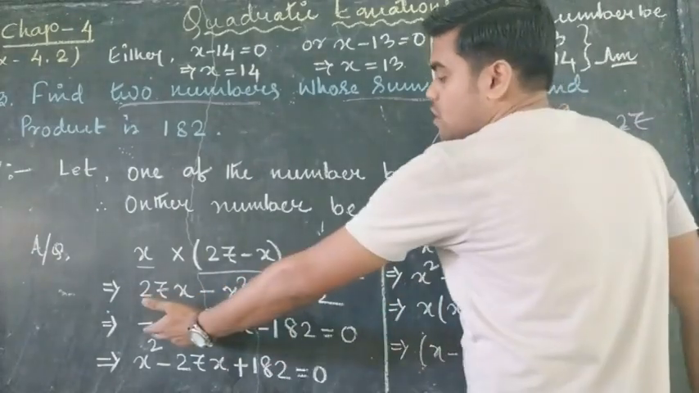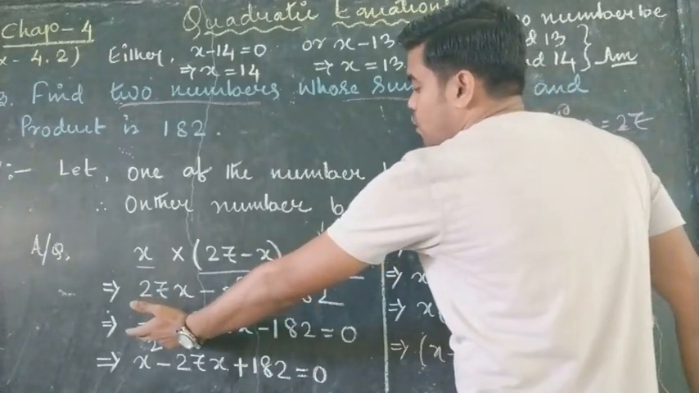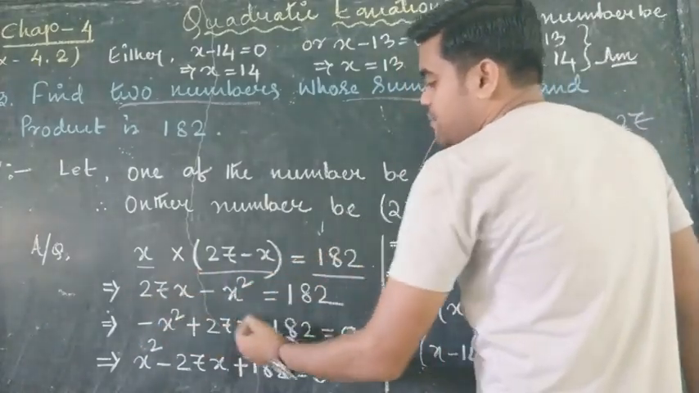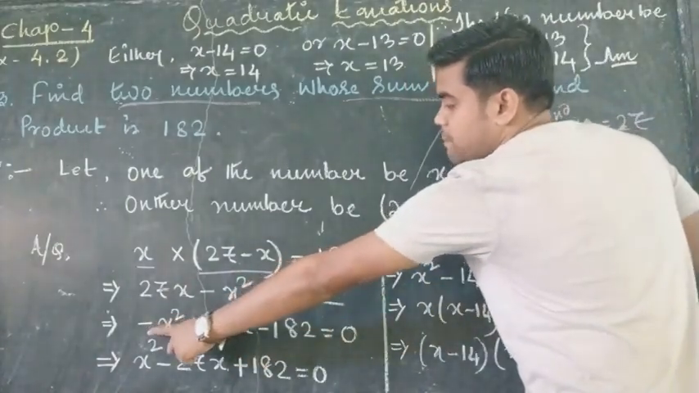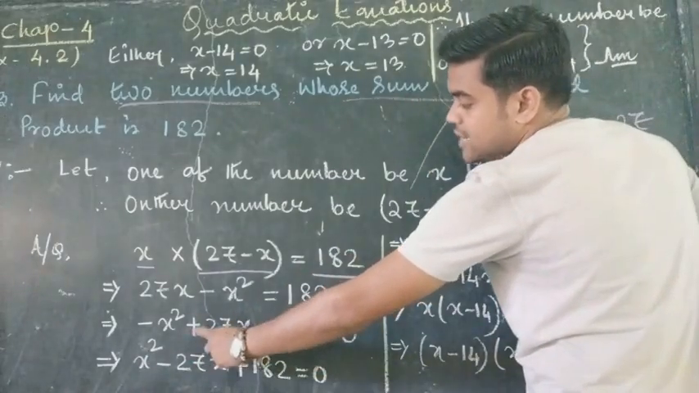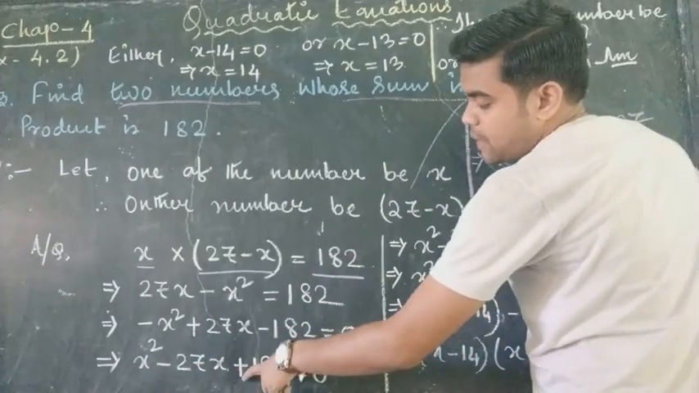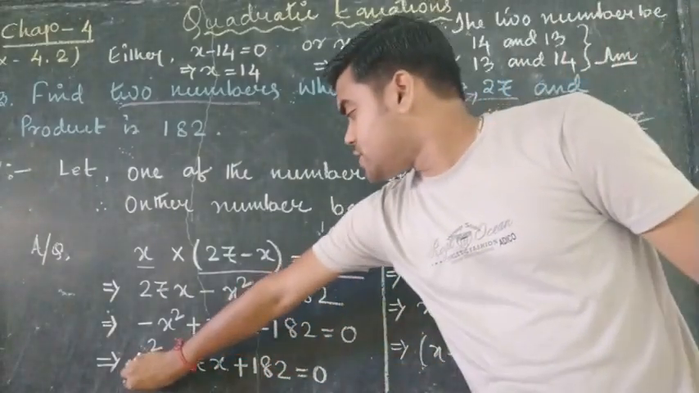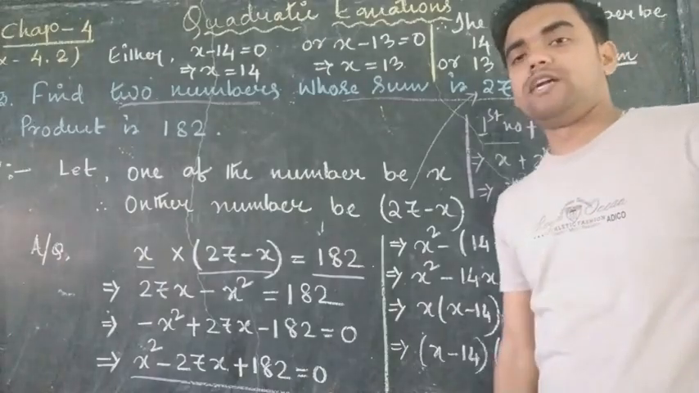Remember it, because we do this to remove the minus sign from the first term. So we multiply each and every term on both sides by minus. So minus times minus is plus, so plus x square. Then the earlier plus 27x is now minus 27x, and the earlier minus 182 is now plus 182, equal to 0. So this is our quadratic equation: x square minus 27x plus 182 equal to 0.